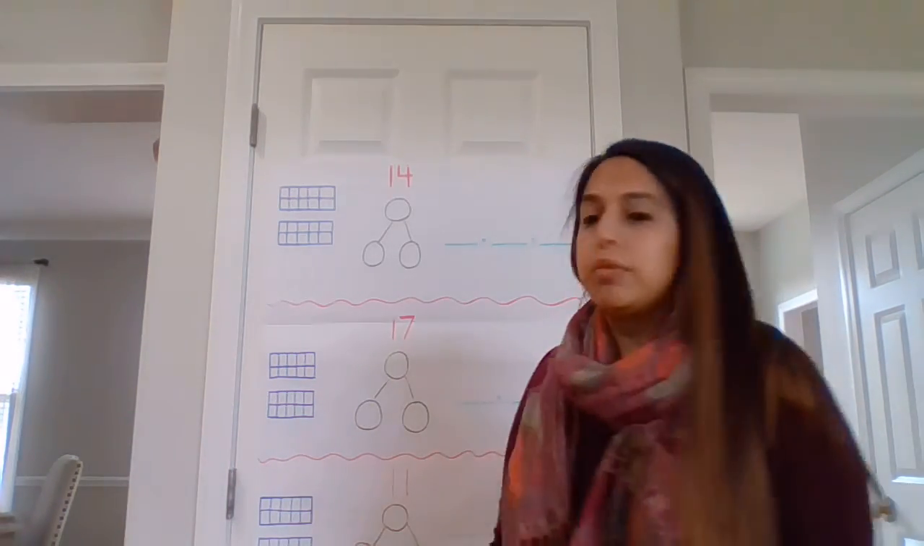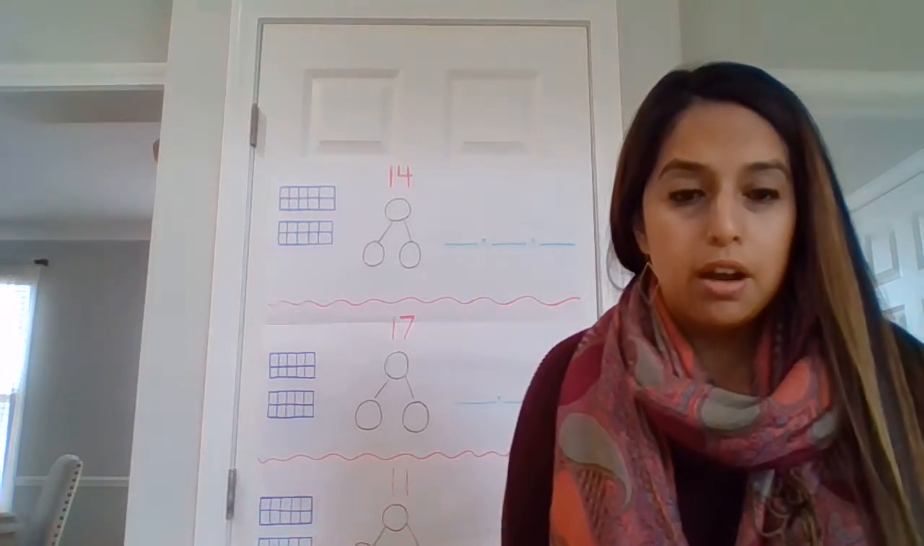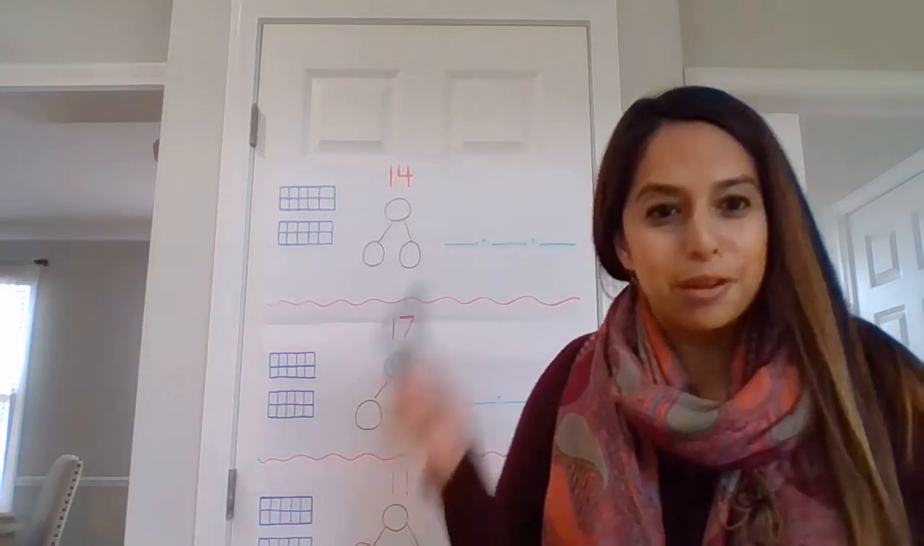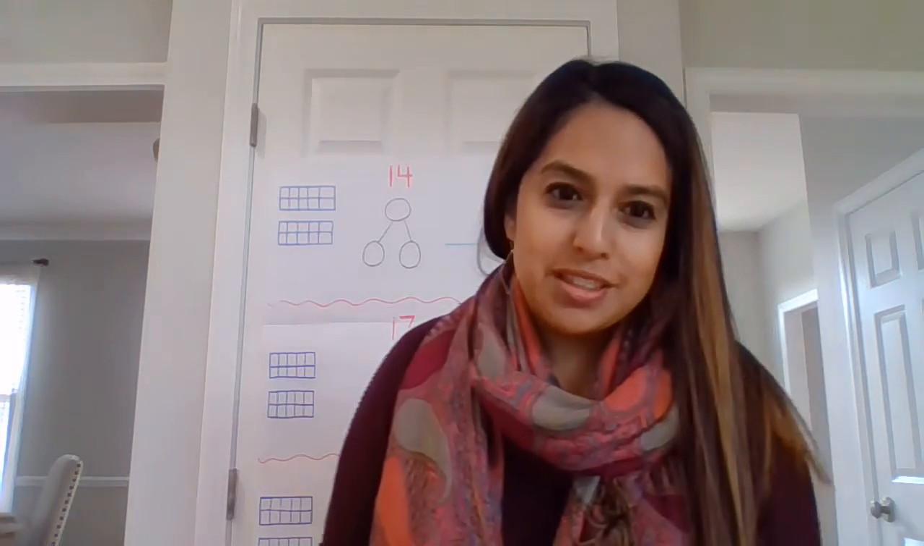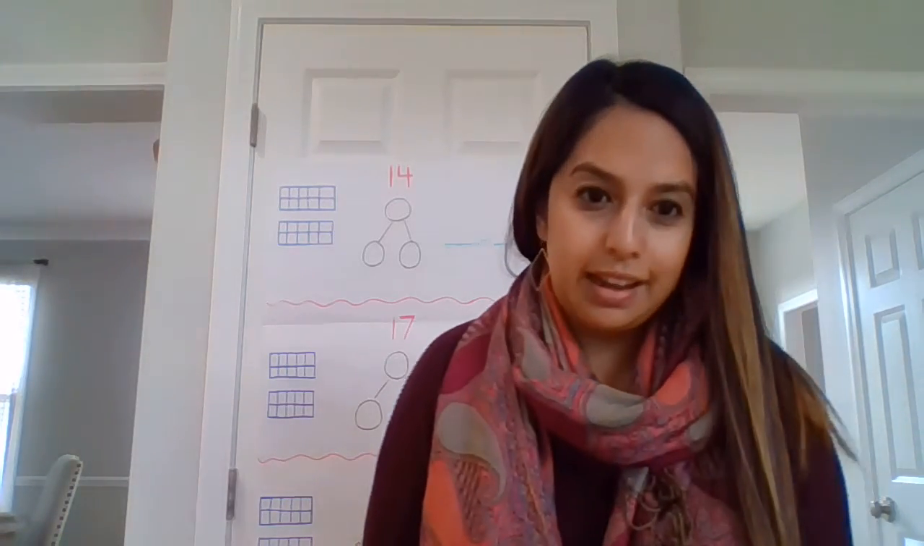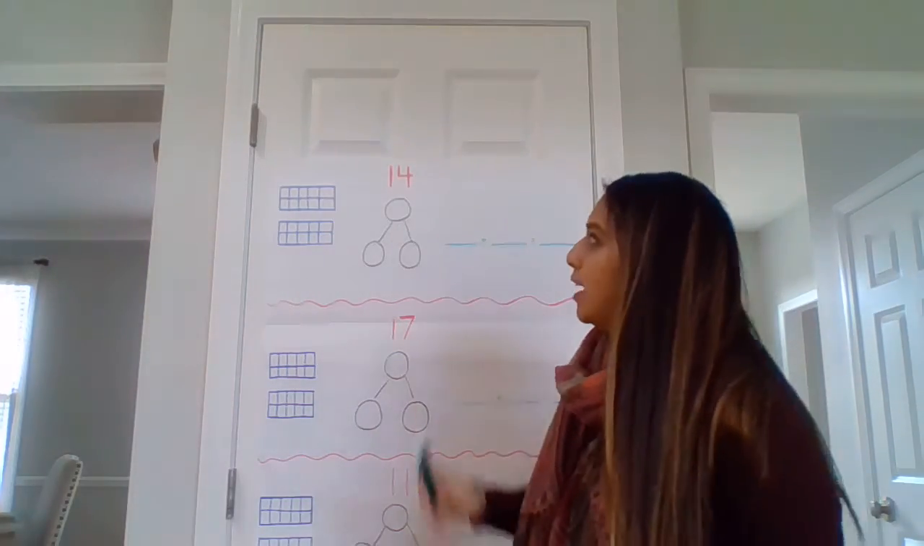So we're going to work with three numbers today. All three are T numbers, and we know our T numbers are our numbers 11 through 19. So 11, 12, count with me, 13, 14, 15, 16, 17, 18, and 19, okay? So the first number we're going to work with today is 14.